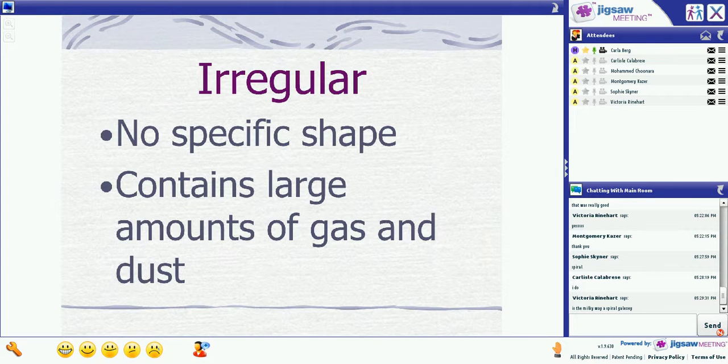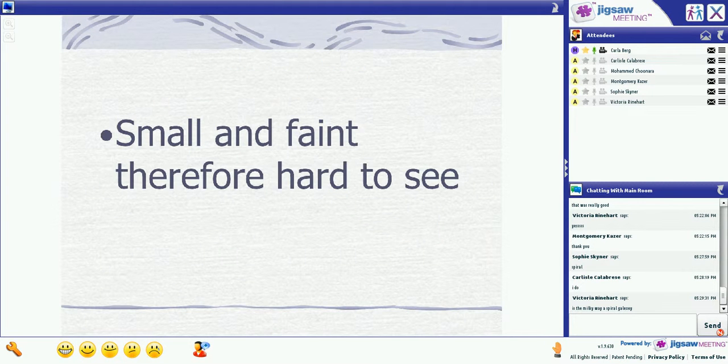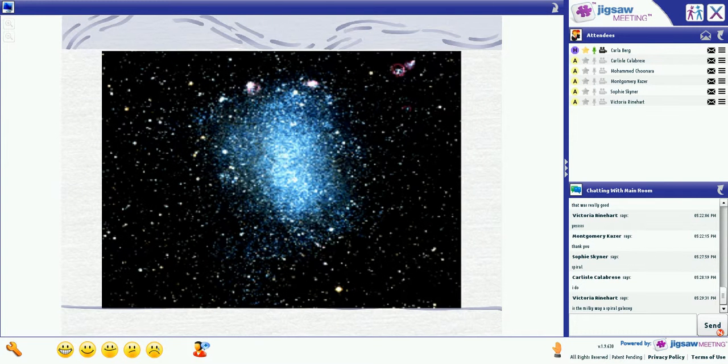Yes, Victoria. And then there are irregular galaxies. Irregular galaxies have no specific shape. They contain large amounts of gas and dust, and they are very small and faint, and therefore pretty hard to see. And here is a picture of an irregular galaxy.